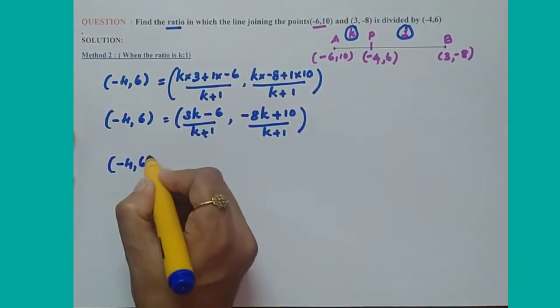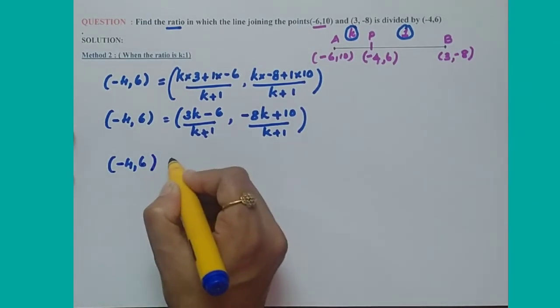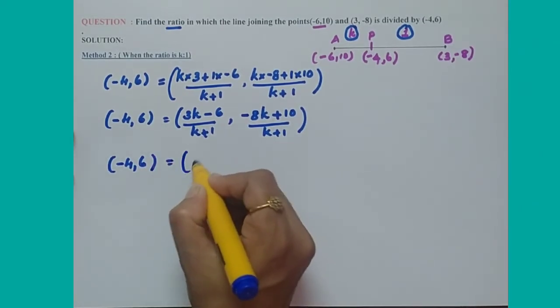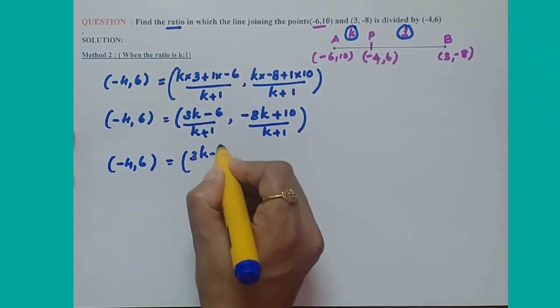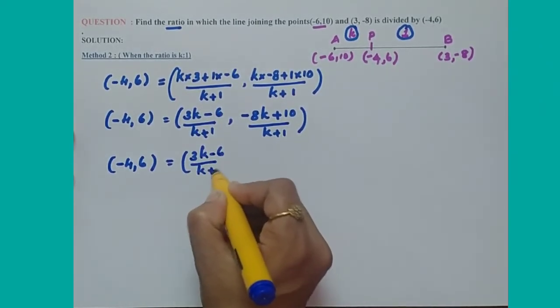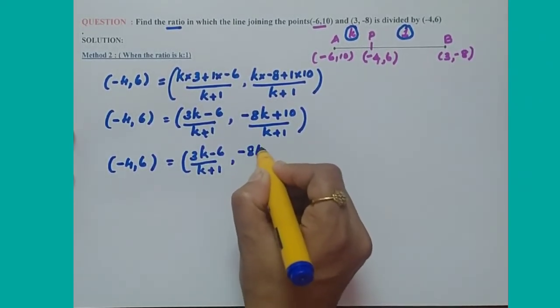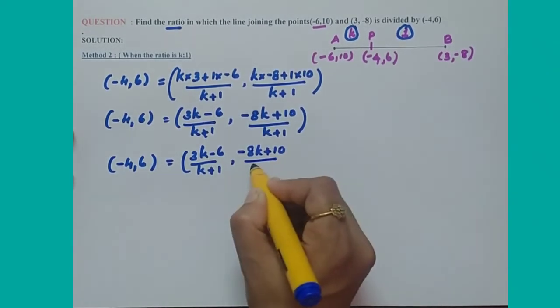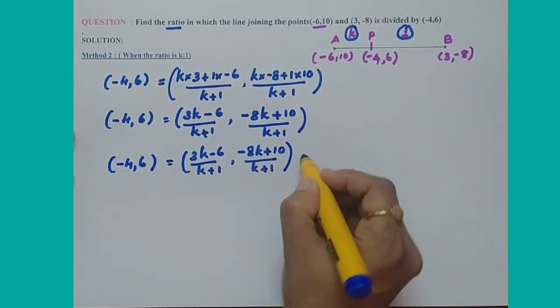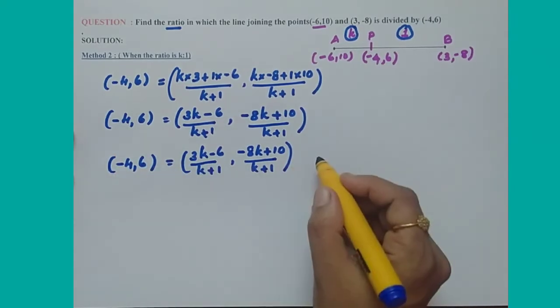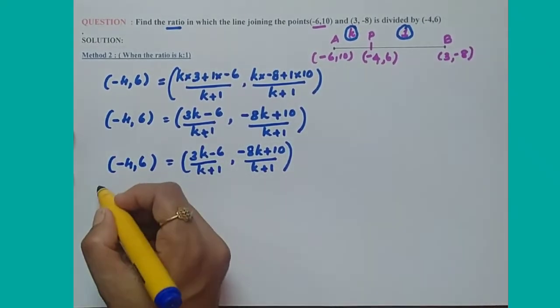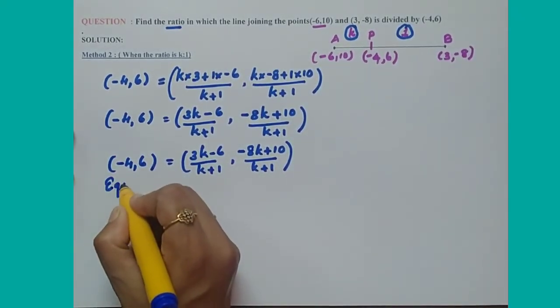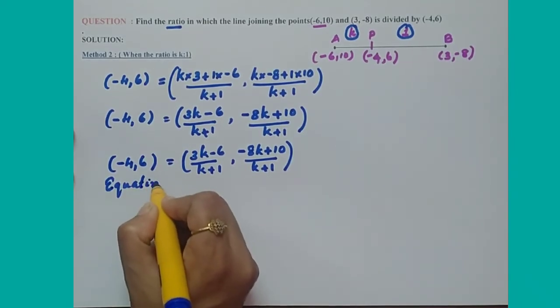-4, 6 once again equals, I am going to write the same step again. 3k -6 divided by k plus 1 and -8k plus 10 divided by k plus 1. My method is equating the x coordinate or y coordinate. Both give the same value.